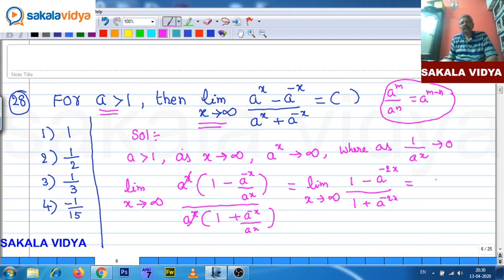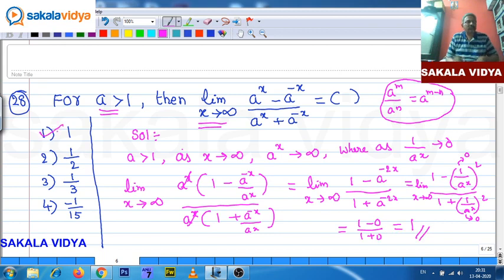For our convenience we can write 1 minus (1 by a power x) whole square. Can I write like this? That is nothing but 1 by a power 2x upon 1 plus, this also we can write (1 by a power x) whole square. Here limit we have x tends to infinity. Now 1 by a power x is 0, so this becomes 0, this becomes 0. So we have 1 minus 0 square, 1 plus 0 square. So the answer is 1. That means the first option is the right option.